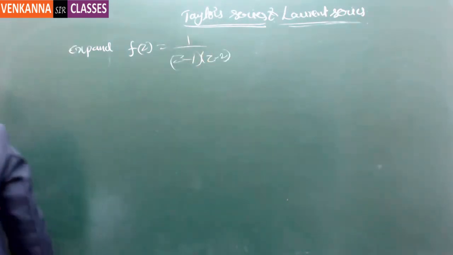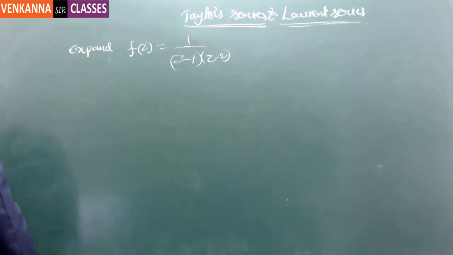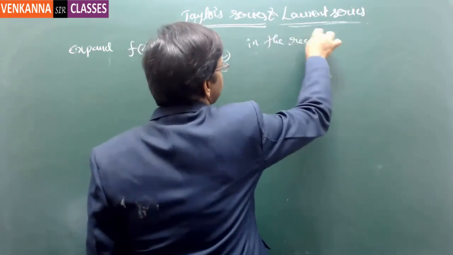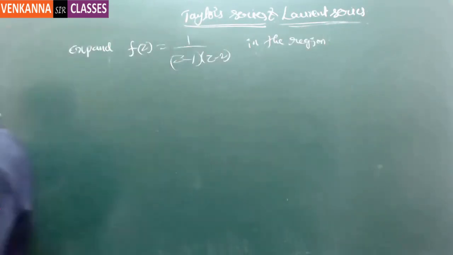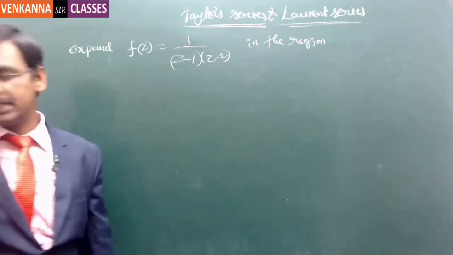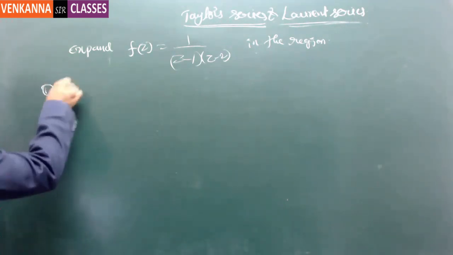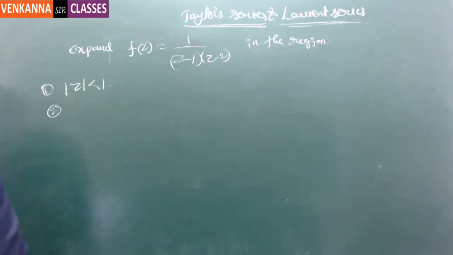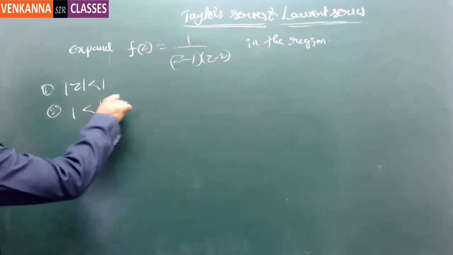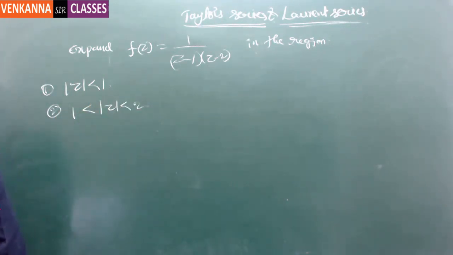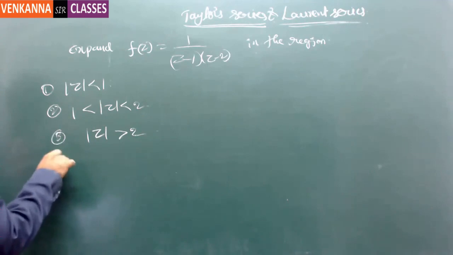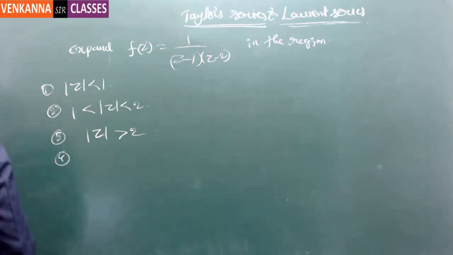Z minus 1 into z minus 2, in the region. Case 1: mod z less than 1. Case 2: 1 less than mod z less than 2. Case 3: mod z greater than 2. Case 4: 0 less than mod z minus 1 less than 1.